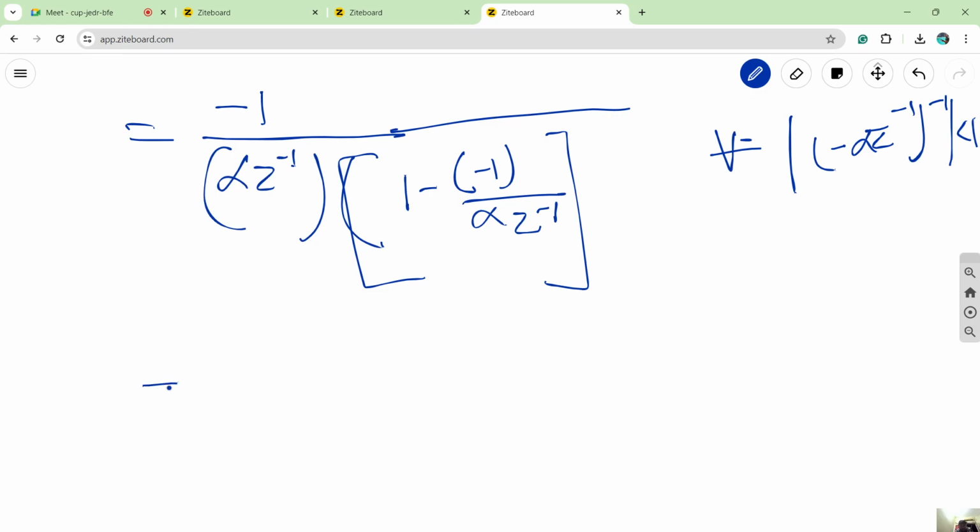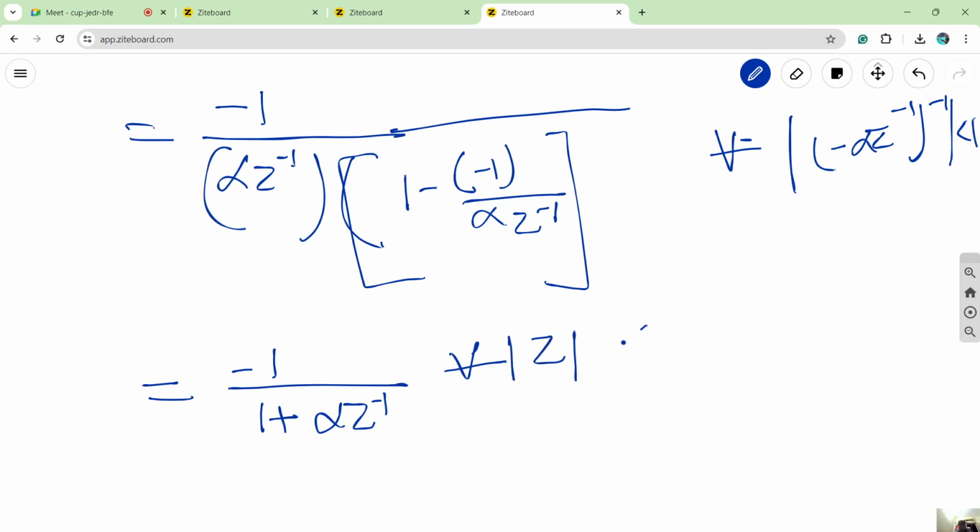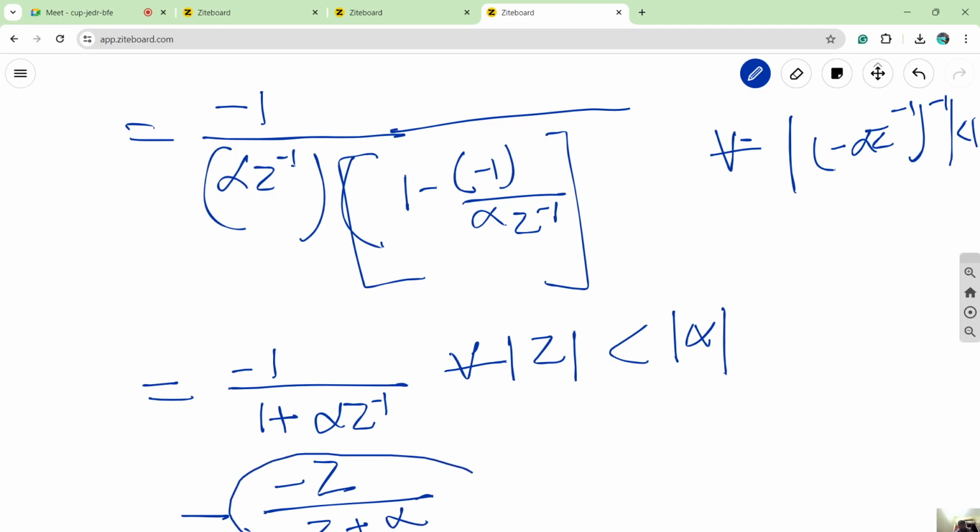Or the simplified form, we can write it is equal to minus 1 by 1 plus alpha z inverse for mod z less than mod of alpha. And this is equal to minus z by z plus alpha. This is the answer.